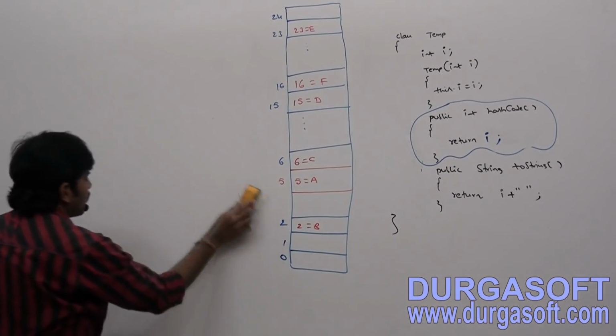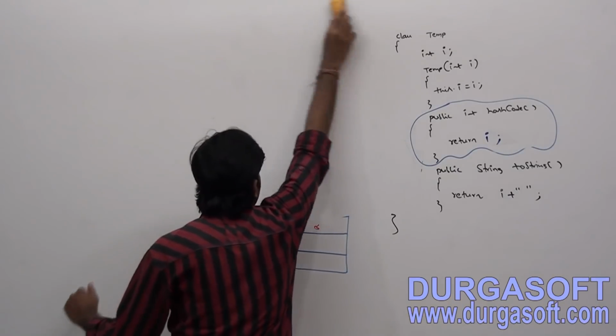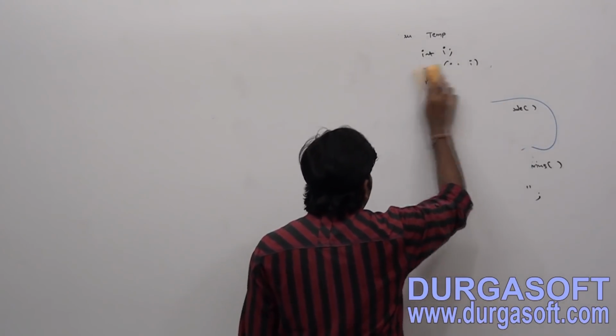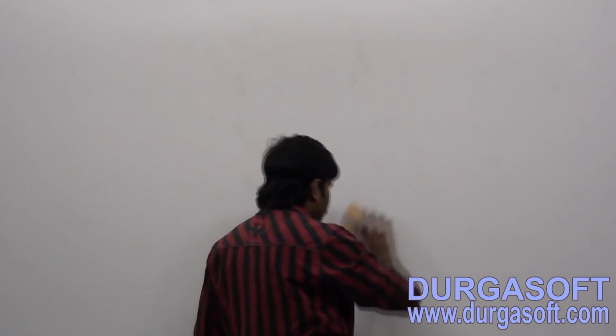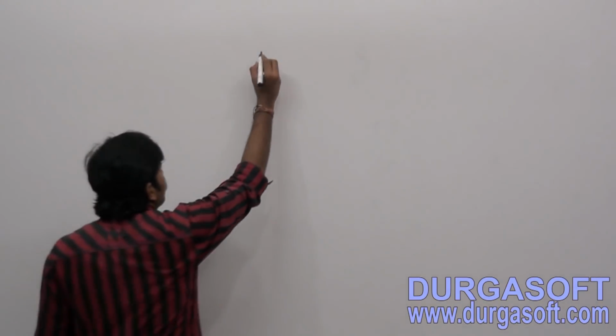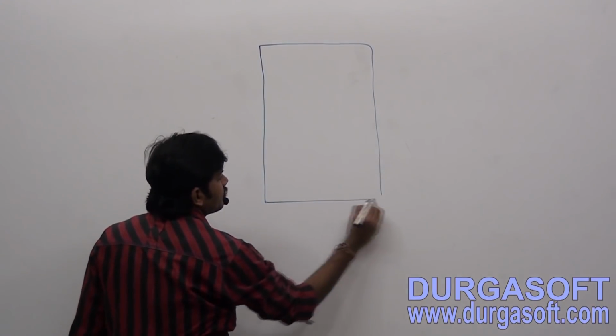The next one, properties. The most valuable concept, especially for real-time coding and day-to-day programming. This concept is very important. Suppose I wrote one Java program. Suppose this is my Java program.